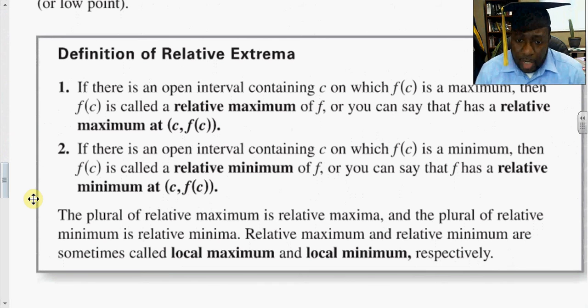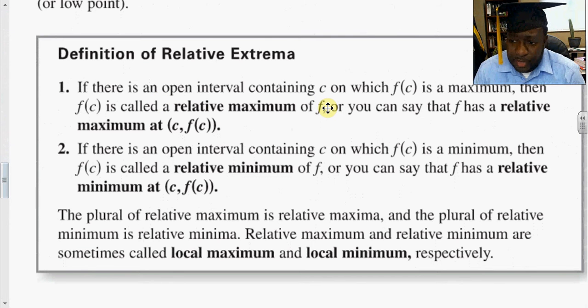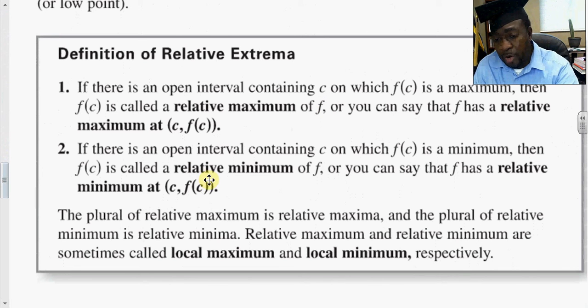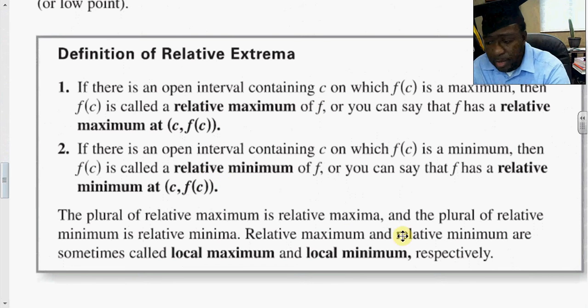So we define a relative extrema. Notice that the relative extrema is always defined on an open interval. If there's an open interval containing c on which f of c is a maximum, then f of c is called a relative maximum of f, or you can say f has a relative maximum at the point c, f of c. Likewise for the relative minimum. Relative extrema are sometimes called local extrema, so a local maximum or a local minimum.